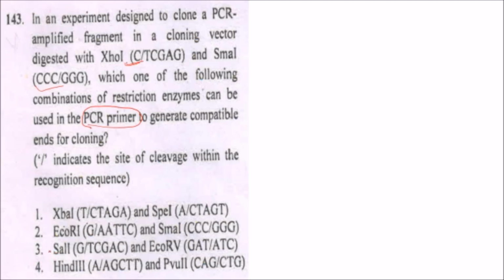SalI will give the hanging ends, which is TCGAC, which is complementary to our desired one. And regarding the blunt end, we have to use some adapter or linker to make it hanging to design a primer against it. So the most appropriate one here is number 3, which is SalI and EcoRV.